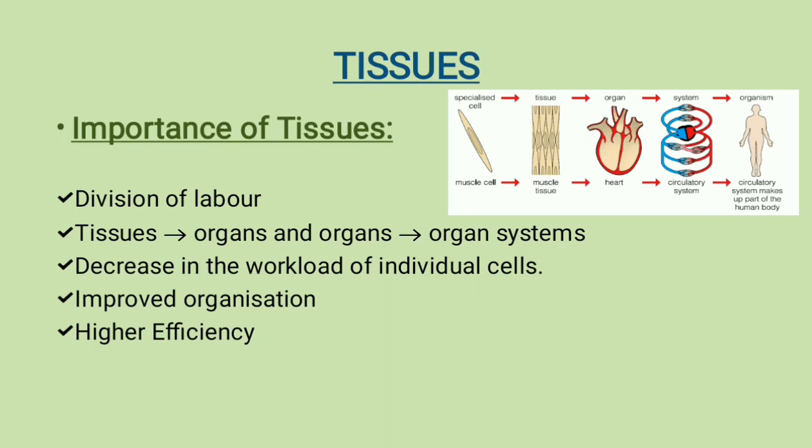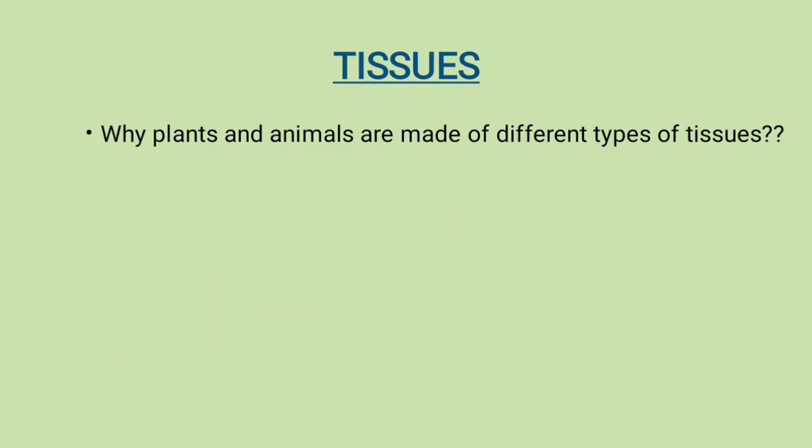Now imagine, if only one cell has to perform all the functions of a body, there will be so much workload on a single cell. But due to the formation of tissues, the workload has decreased to a great extent. Due to the improved organization and higher efficiency, multicellular organisms have higher survival. This chapter is divided into two parts, plant tissues and animal tissue.